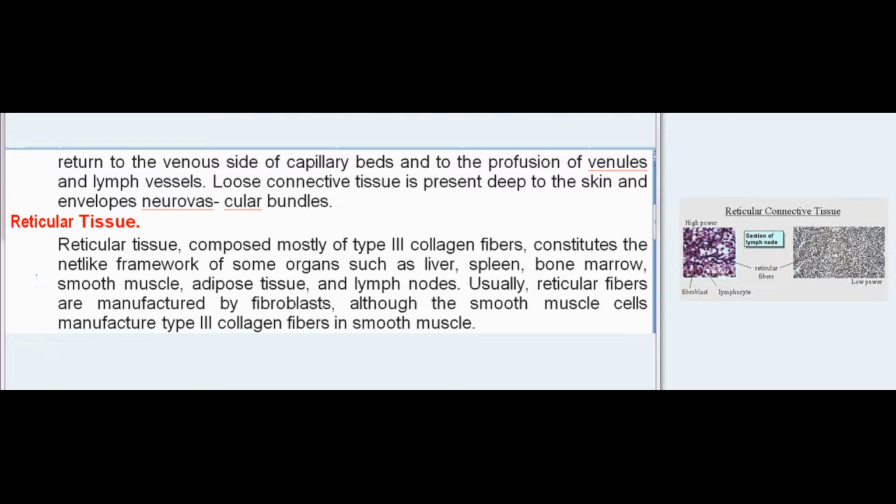Loose connective tissue is present deep to the skin and envelopes neurovascular bundles. Reticular tissue. Reticular tissue, composed mostly of type III collagen fibers, constitutes the net-like framework of some organs such as liver, spleen, bone marrow, smooth muscle, adipose tissue, and lymph nodes. Usually, reticular fibers are manufactured by fibroblasts, although the smooth muscle cells manufacture type III collagen fibers in smooth muscle.